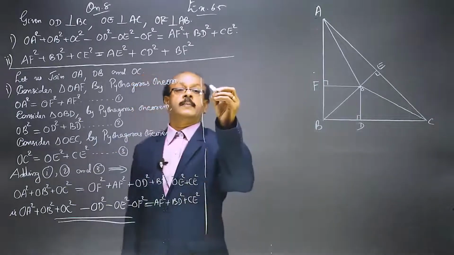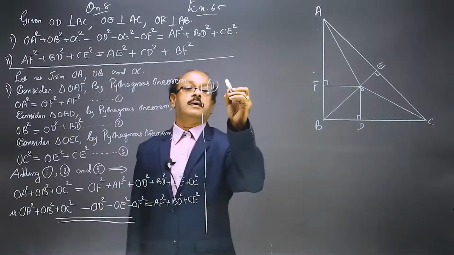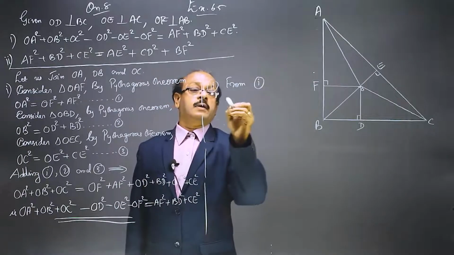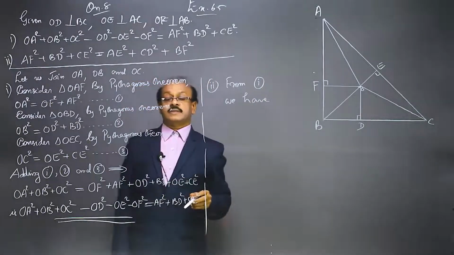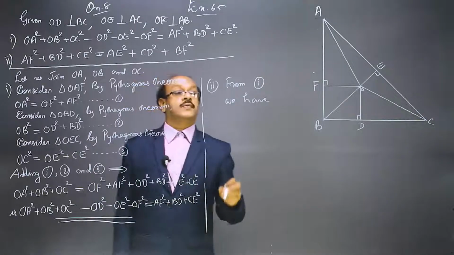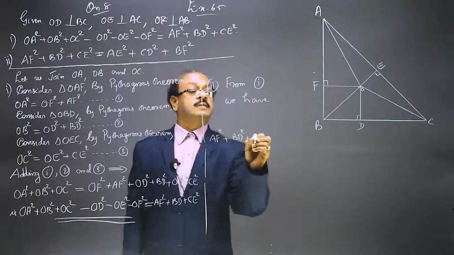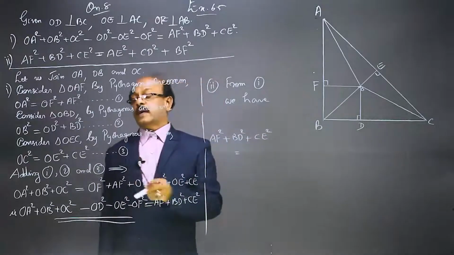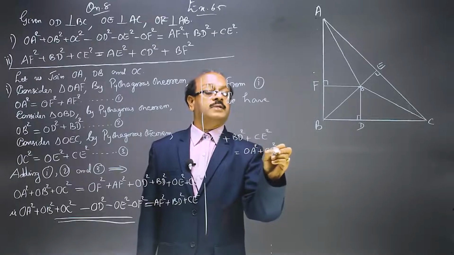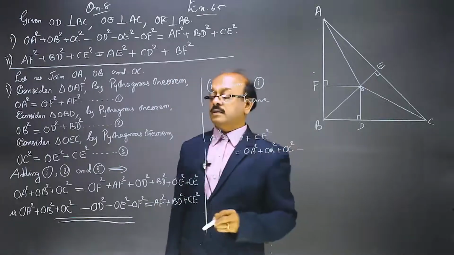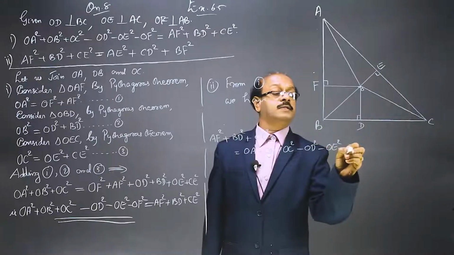For proving the second part, from the first result, from part 1, we have AF square plus BD square plus CE square, that is the right hand side of part 1, is equal to the left side, OA square plus OB square plus OC square minus OD square minus OE square minus OF square.